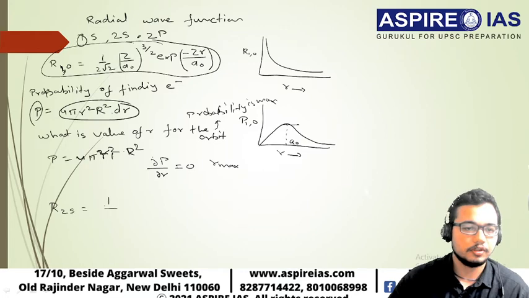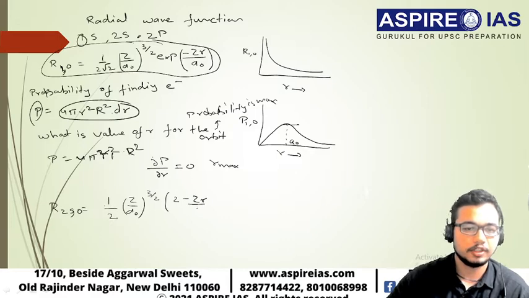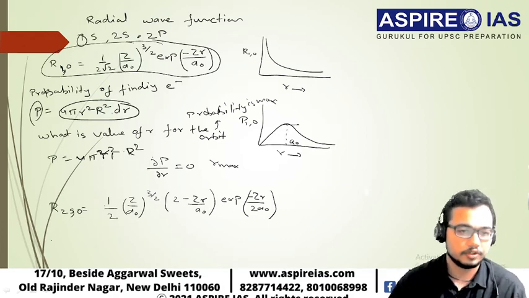Similarly, if you go for the 2s orbital, what will be the formula? R20 is equal to 1 by 2, Z by a naught raised to power 3 by 2. This will remain common. 2 minus Zr by a naught, exponential minus Zr by 2 a naught. So this will be the radial wave function for the 2s orbital.